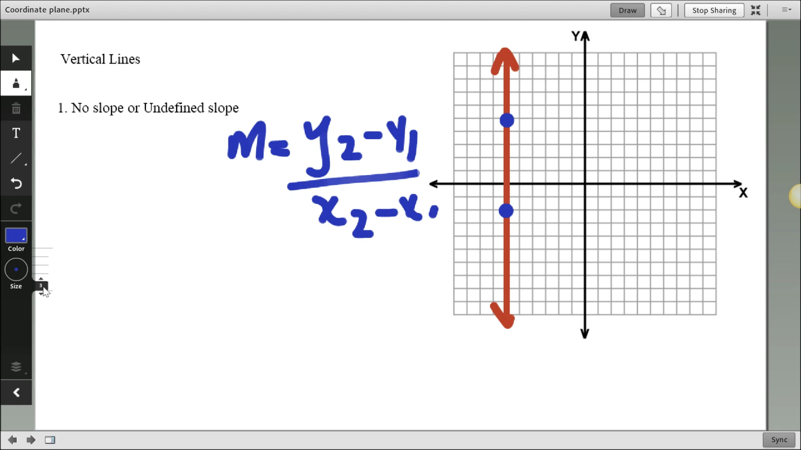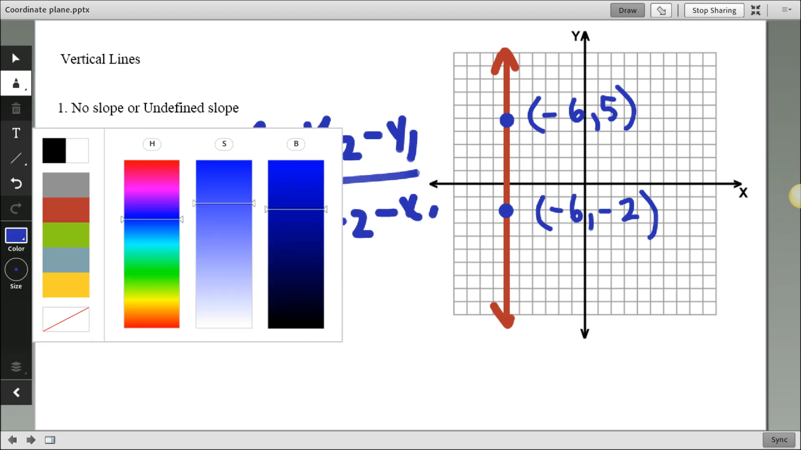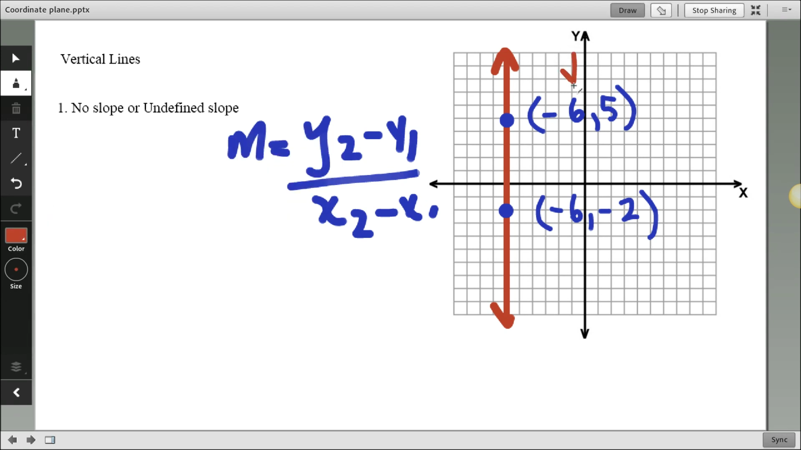And so in this case, this point, 1, 2, 3, 4, 5, 6 is negative 6. 1, 2, 3, 4, 5. The second point right here, 1, 2, 3, 4, 5, 6, is negative 6, negative 2. I want you to notice what you see here, and I'm going to go ahead and point it out, and then we'll talk about it a little more in just a second. That number is the same.